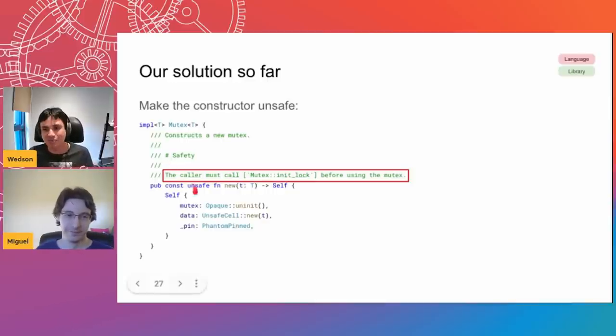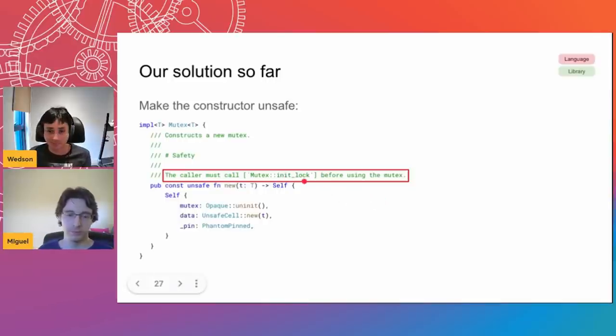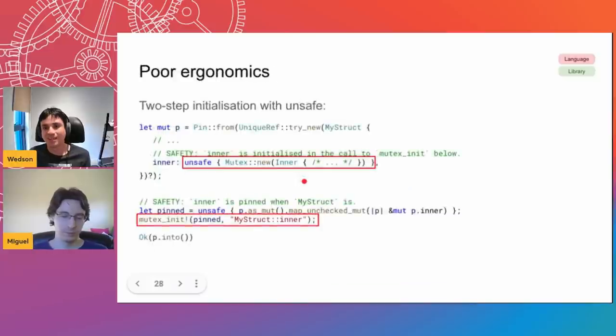So we actually have this convention where we say, if you define an unsafe function, you must have a documentation section, and that must have a safety section in it. And you must specify what it is that you need the caller to do in order to use your unsafe function safely, right? So what we do is we say, after initialization, you can move it, you can do whatever you want, but before you actually use the mutex, you have to call init lock, okay? And this is the source of unsafety for us.